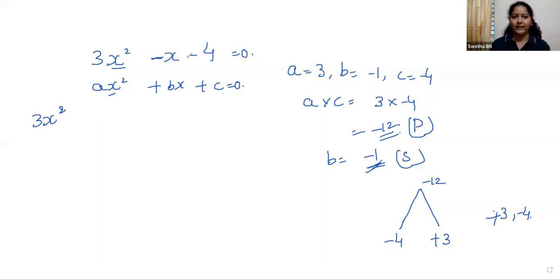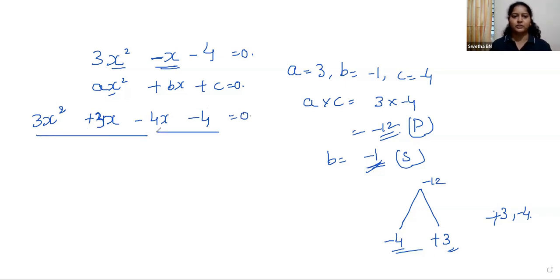Write 3x square as it is. We are going to split the middle term by using minus 4 and plus 3. Right? Minus 4, write plus 3 because we have 3 here, no? You can write any number, no problem. Okay? 3x square minus 4x plus 3x minus 4 is equal to 0. So, group the terms, two terms.